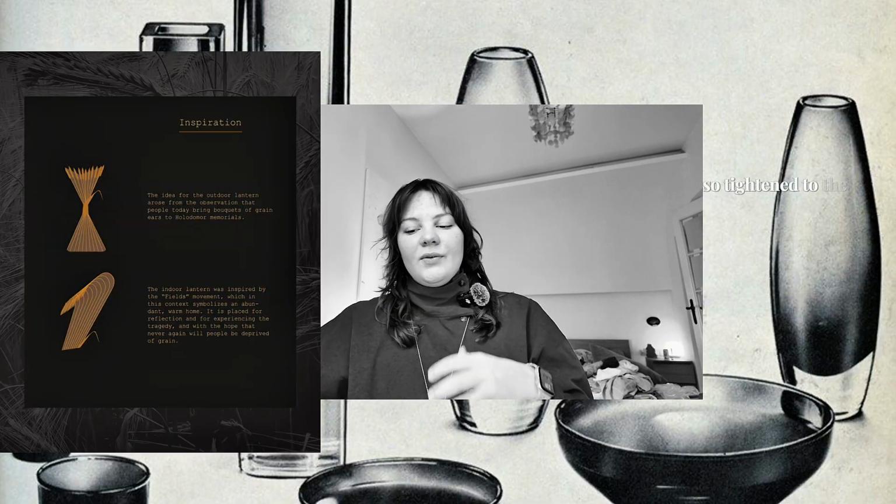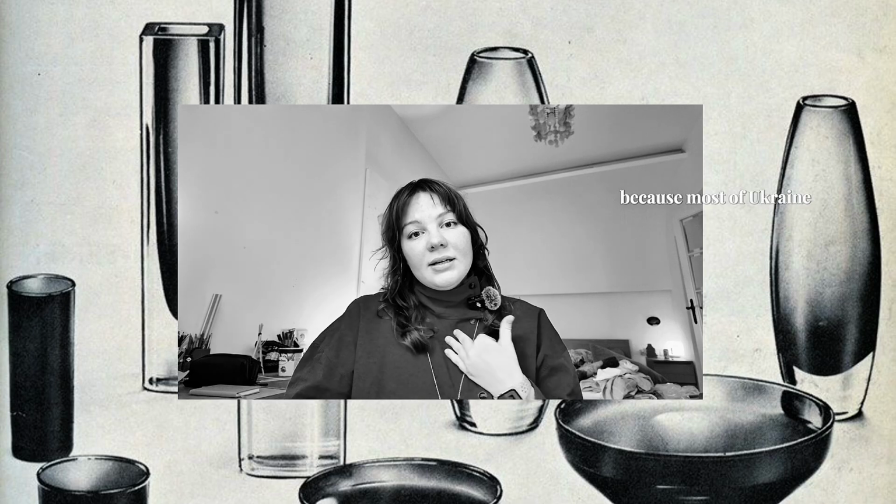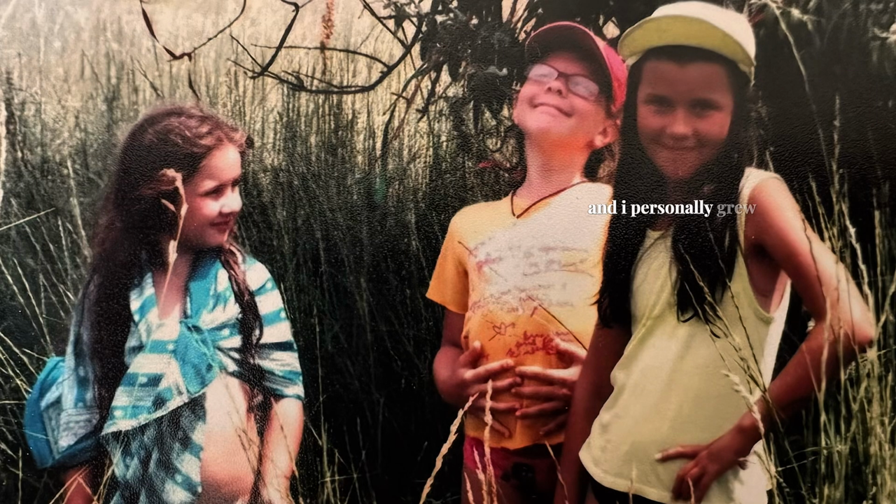I made it through this. So I decided that if we are already so tied to the concept of a field, of the wheat, of nature, let's do this, because for Ukrainians, a field in general is very resembling of home, because most of Ukraine is fields, and I personally grew up surrounded by fields with many different cultures, and that was something nice in it, the feeling of the wind in the field, and this is very peaceful.